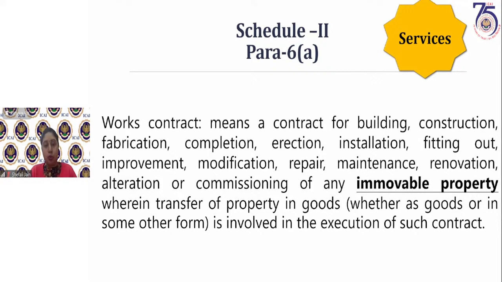So in a works contract service, construction service is there, plus we are transferring the goods also. We are using our equipment, our material also for that construction purpose. Only thing is that the works contract service has to be provided in respect of an immovable property. We are constructing, renovating, maintaining, modifying or repairing any immovable property wherein the goods also have been used by us. That is a supply of service.